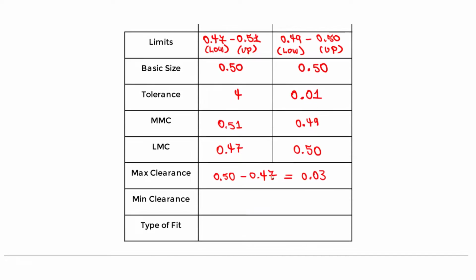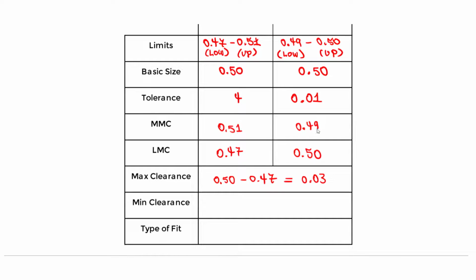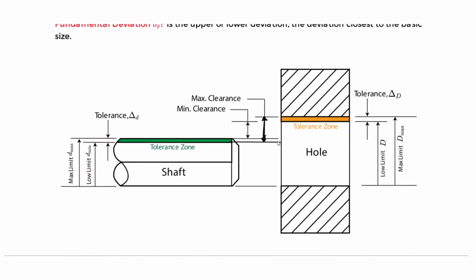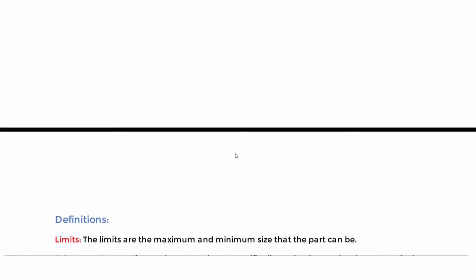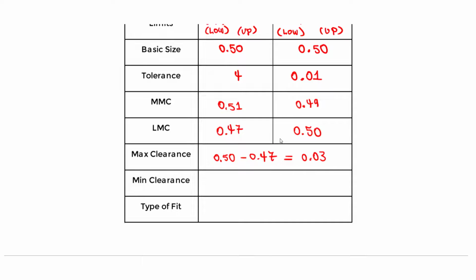The minimum clearance is just the opposite. It depends on the MMC. You take the hole's 0.49 MMC minus the shaft's 0.51 MMC. You take that difference, and that's going to be your minimum clearance, this dimension here, and it depends on those MMC conditions. So you do 0.49 minus 0.51, and taking that difference, we would get negative 0.02.